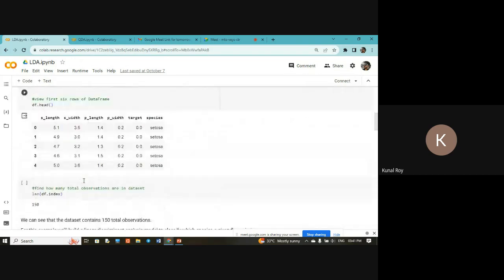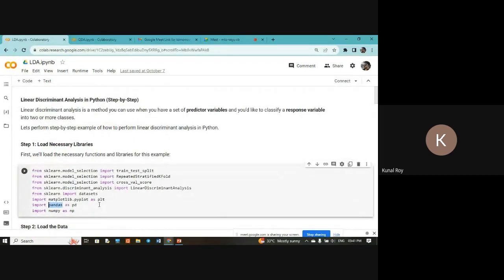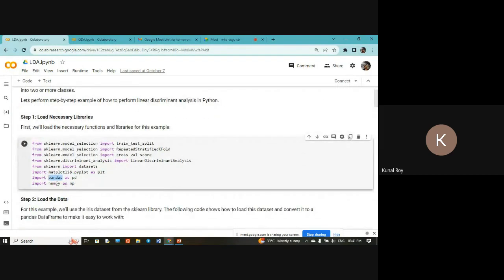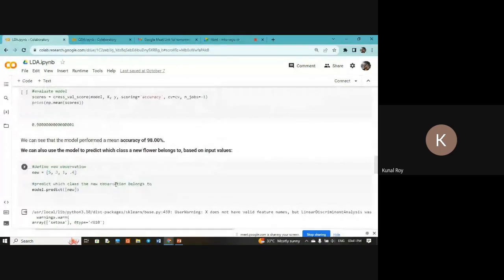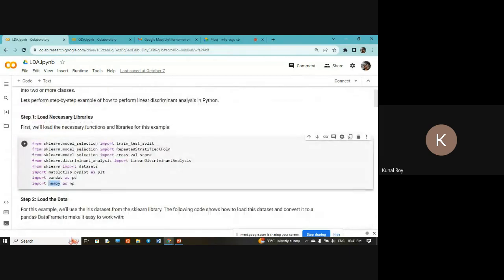Pandas is used for the numerical calculations, or for creating a data frame, or data set, we can say. Numpy is used to generate a particular matrix or particular thing for this. Okay, so this is the thing, and sklearn is used for the discriminant analysis. This is a very important library.